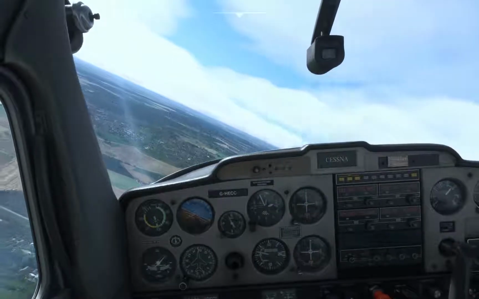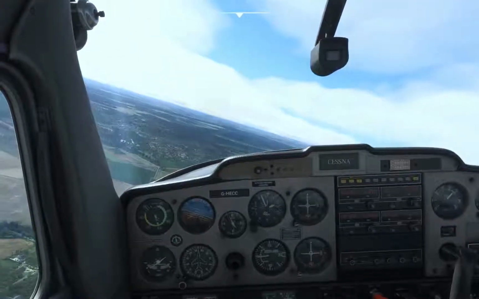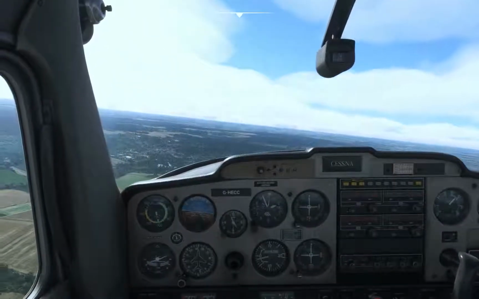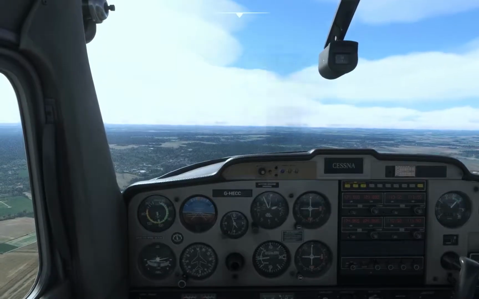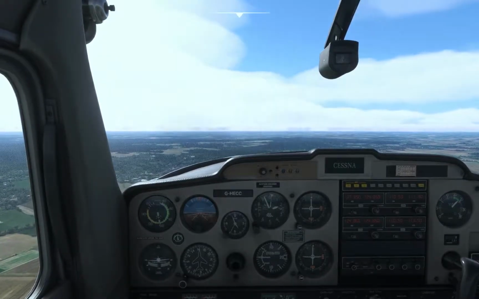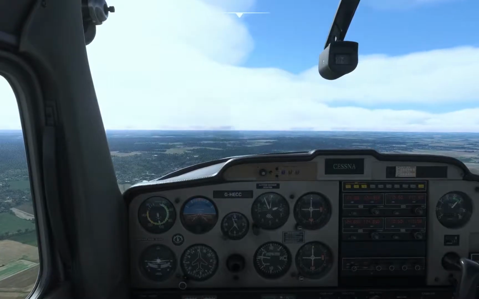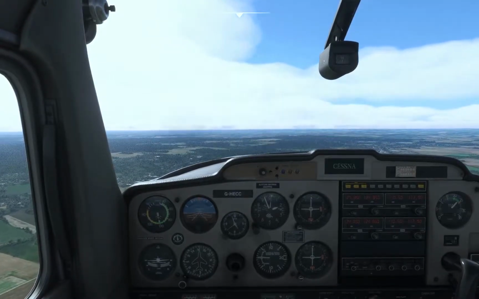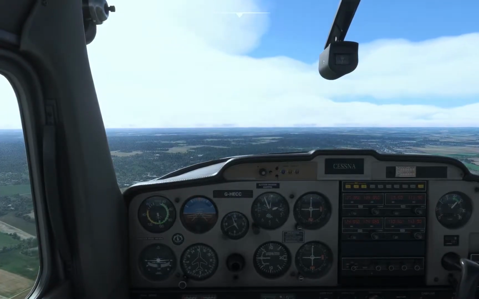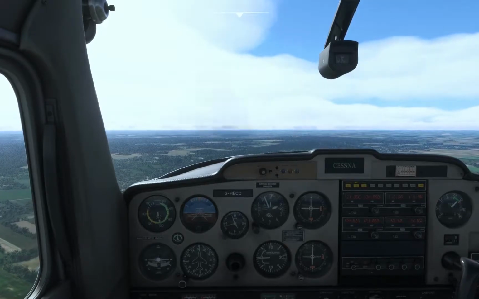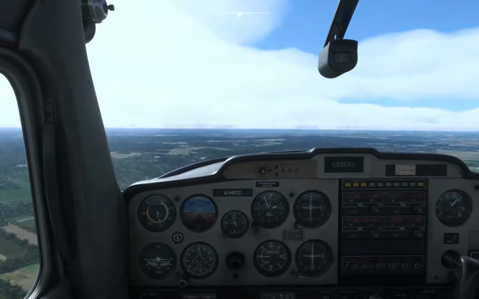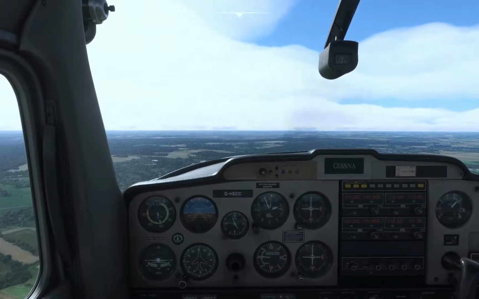30. 20. 10. 5. And release the back pressure. Okay? With triple B. So, it's really hard to talk through this while doing it. But that's essentially what I have to do.